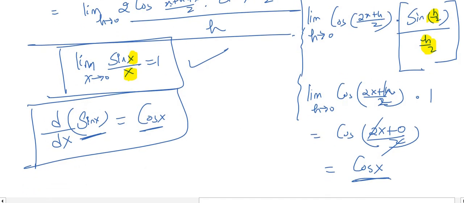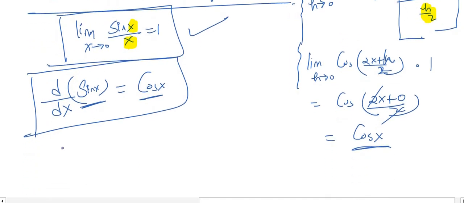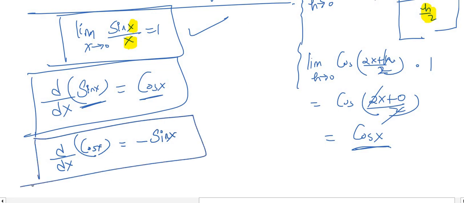Okay. Similarly, we can do one more formula. d by dx of cos x comes out to be minus of sin x. So these two we will use as formulas.